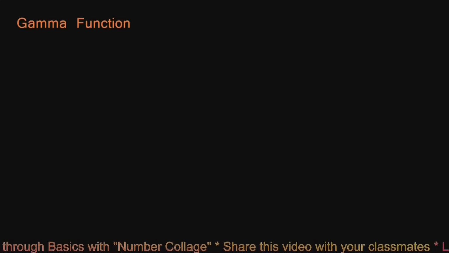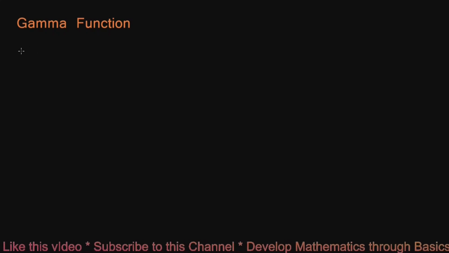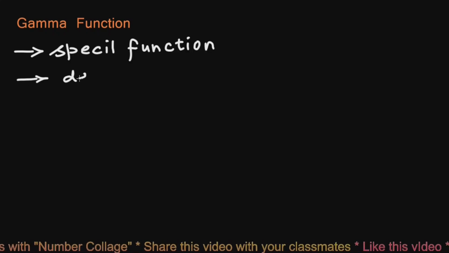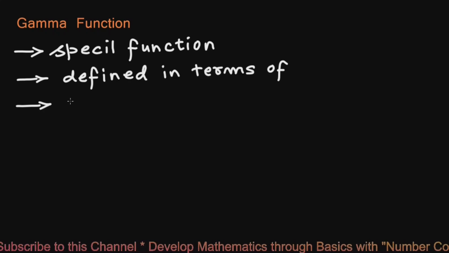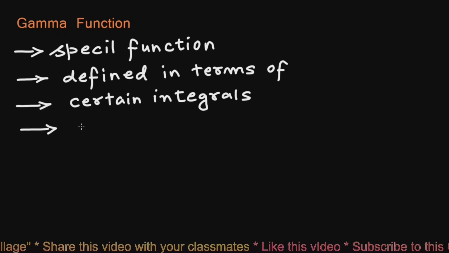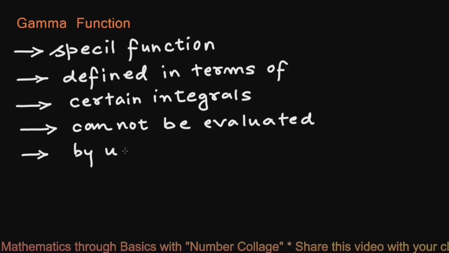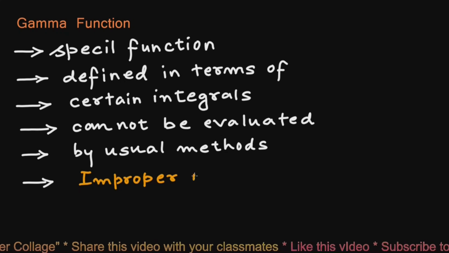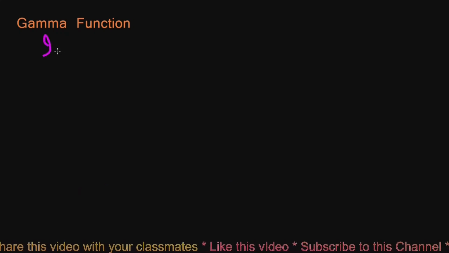In this video, we are going to study gamma function. Now, what is gamma function? Gamma function is a special function which is defined in terms of certain integrals which cannot be evaluated by usual methods. These are typically improper integrals. Now, what is improper integral?